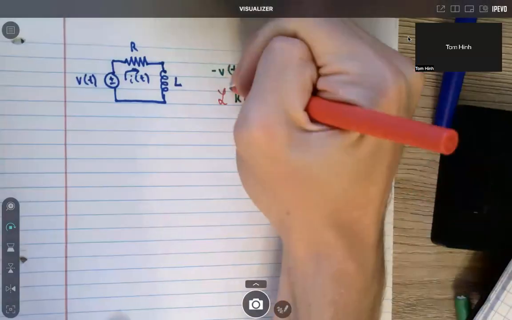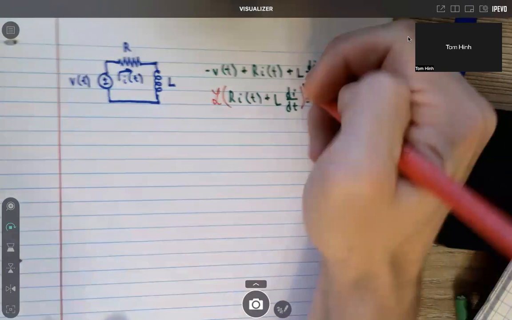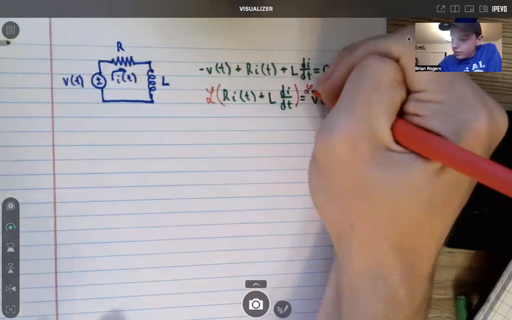Quick question. Did I miss anything? No, we're just going over circuit analysis right now and using. Oh, so this is just the first page? Yeah. Mm-hmm. All right, thanks.